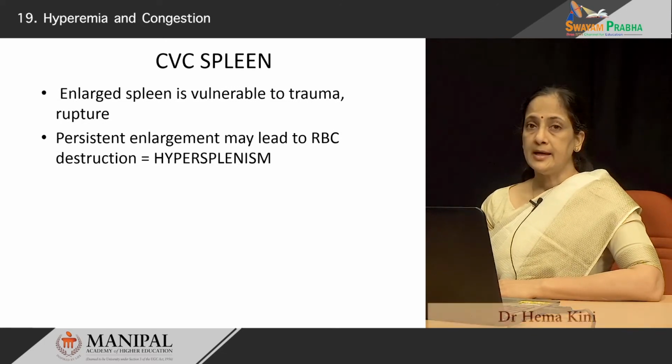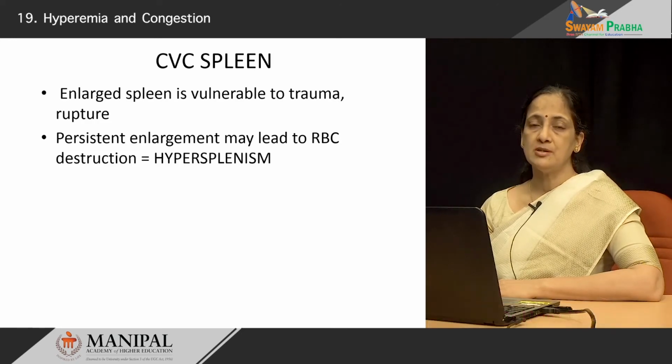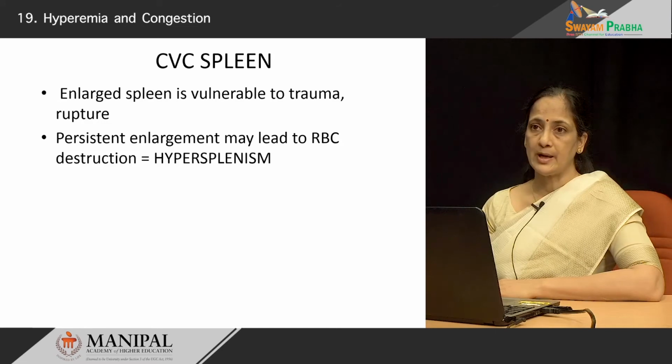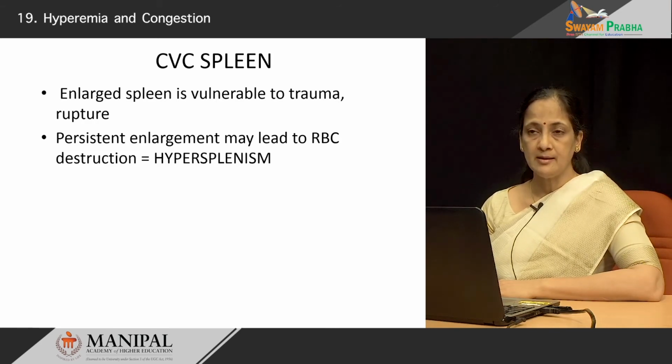In CVC, the enlarged spleen can be moderately to markedly enlarged and is very friable. Therefore, it is prone to rupture when there is minor trauma as well. Persistent enlargement of the spleen like this with stagnation of blood as it passes through that enlarged congested spleen results in destruction of the blood cells and cytopenias in the peripheral circulation. This hyperfunctioning of the spleen is referred to as hypersplenism.